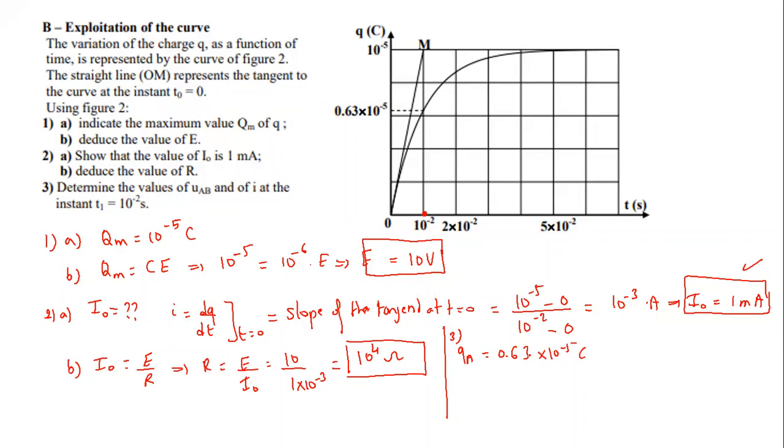And then we will find U. So we said that U of the capacitor is equal to Q over C. We have Q, we have C, which is equal to 1 microfarad. So we'll get as answer 6.3 volt.